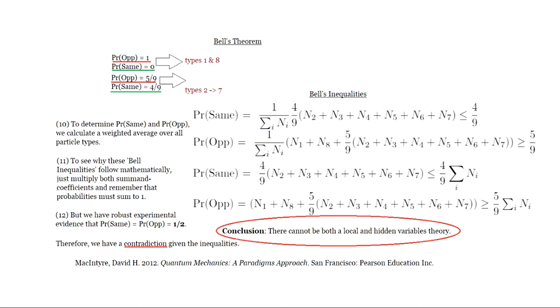And here, all these n numbers are supposed to represent the population. That is, the actual number of particles that are going to be within the particle types n sub i. So n sub 2, for example, is the number of particles of type 2, n sub 3 is the number of particles of type 3, and so on and so forth.